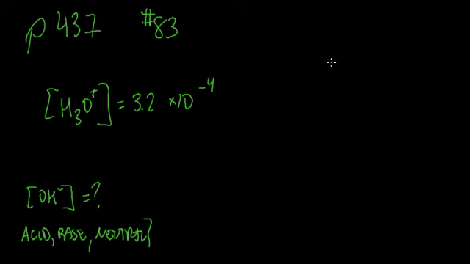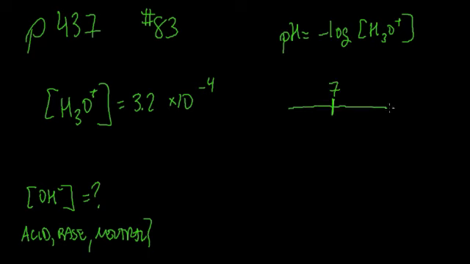So let's talk a little bit about the pH scale. The pH scale is based upon the calculation of pH. pH equals the negative log of the hydrogen ion concentration, the hydronium ion concentration. And 7 is the midpoint for pH. It's neutral.